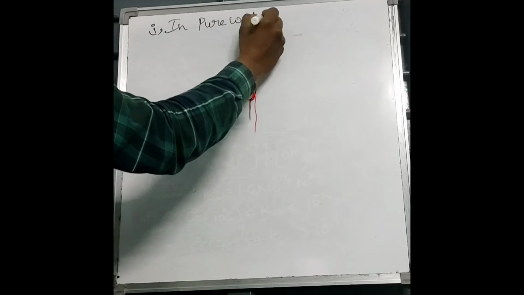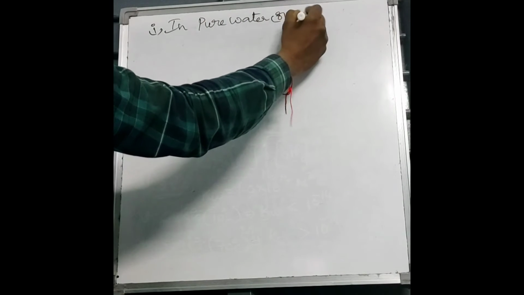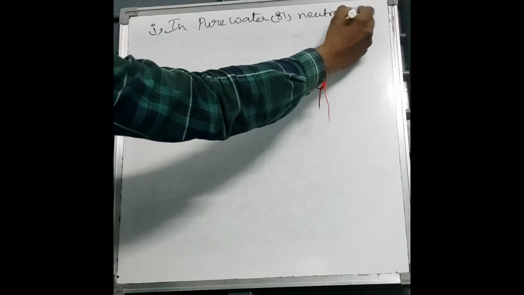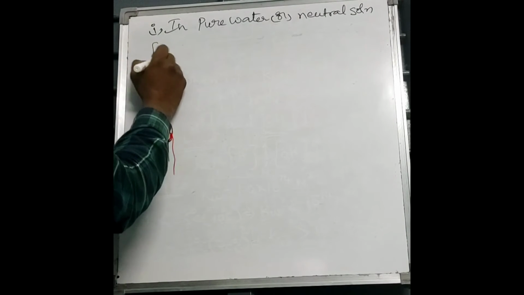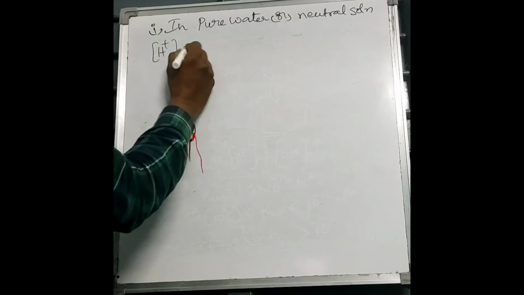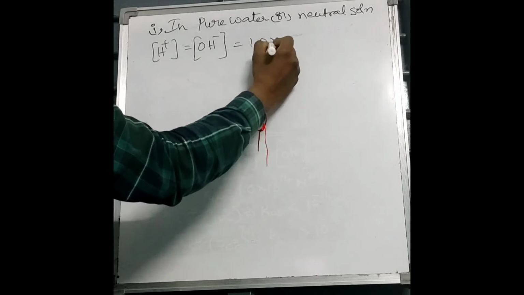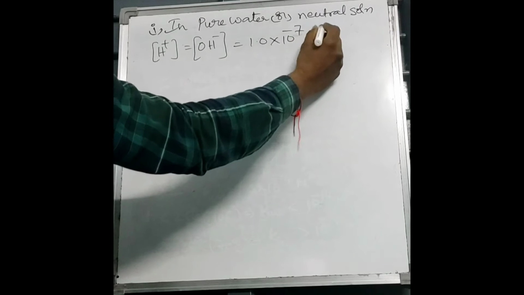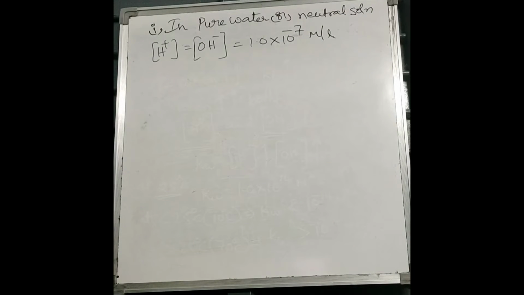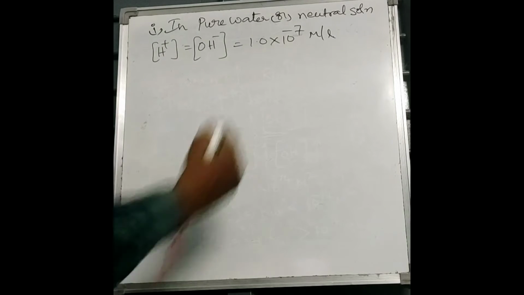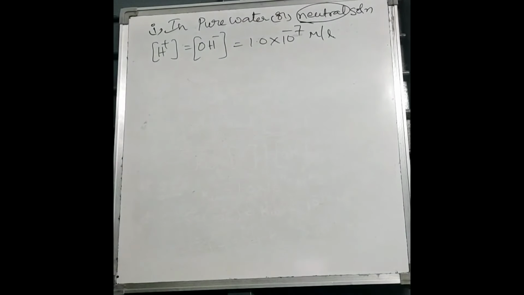for pure water or in a neutral solution, H plus ion concentration is equal to OH minus ion concentration, which equals 1 into 10 power minus 7 moles per liter. So when both the concentrations are the same, what is the nature of the solution? Neutral nature. It is neither acidic nor basic.